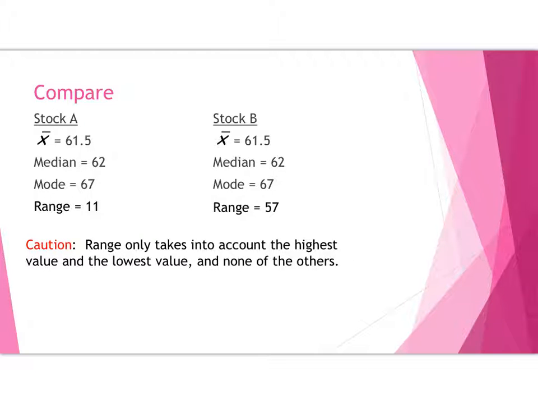The problem is the range only takes into account the highest and the lowest values, not anything in between. So if you've got any outliers, remember outliers? The range is going to be overly inflated just because of one sort of misplaced data value. So it's hard to trust the range.